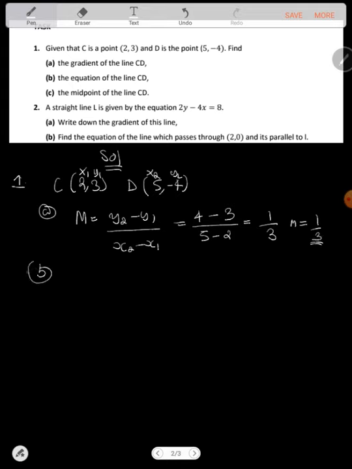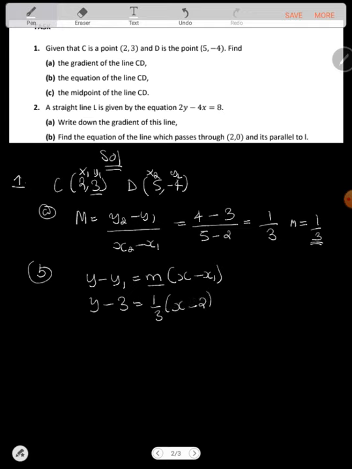B says, find the equation of the line CD. To find the equation, we use the formula y minus y1 is equal to m, open bracket, x minus x1. You need to know this by heart. So y1 is what? Is 3. m is the gradient, which is 1 over 3. x1 is 2.